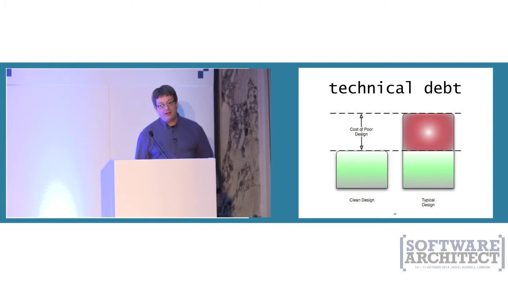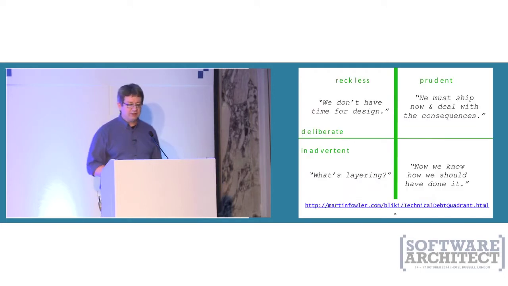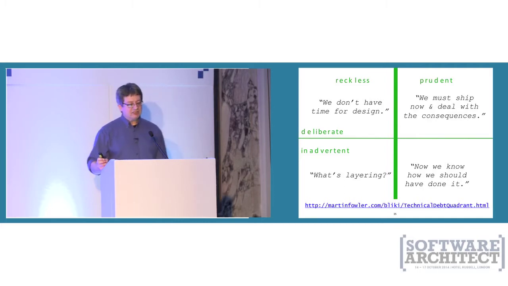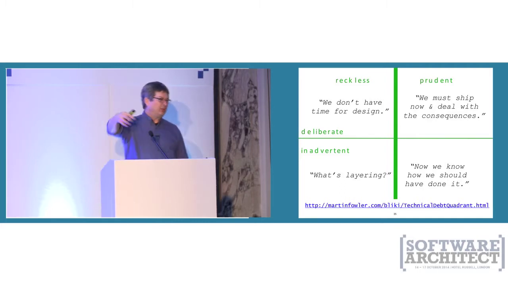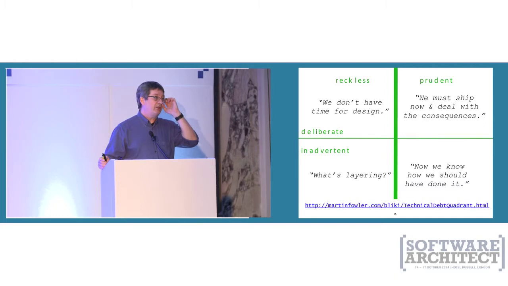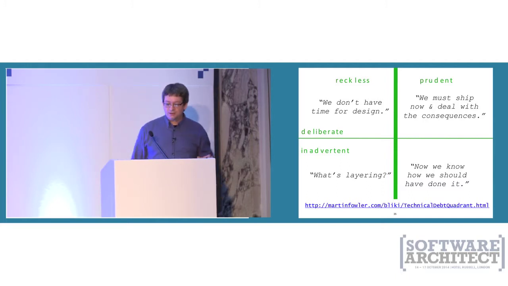In fact, Martin Fowler, our chief scientist, has created a quadrant of things that get you into technical debt. And he has labeled these as reckless and prudent and deliberate and inadvertent. So in the reckless and deliberate category, it's that we don't have time for design. You get busy working on it, and I'll go see what they want. The prudent and deliberate is we have to ship now and deal with consequences. This is also known as schedule pressure, which is a huge driver for technical debt on many projects.